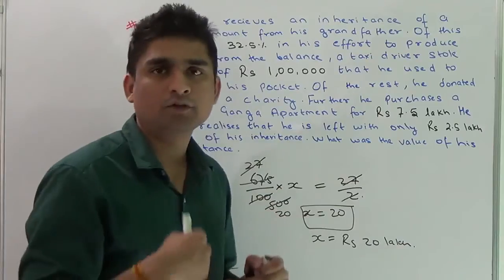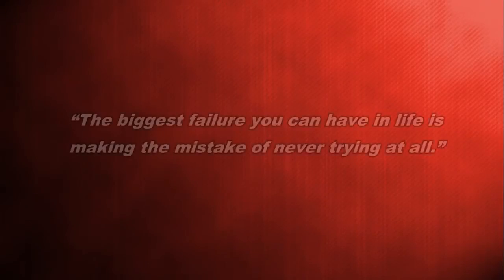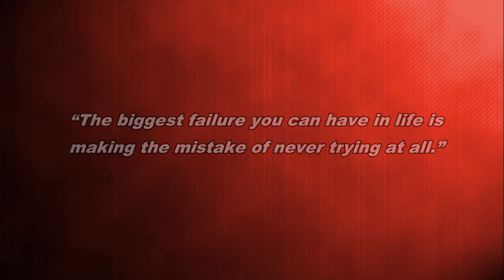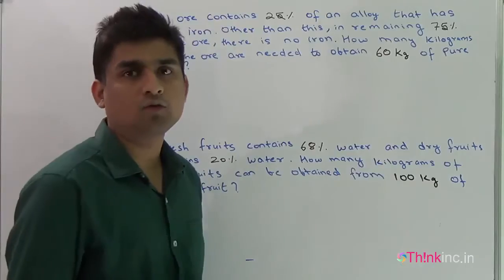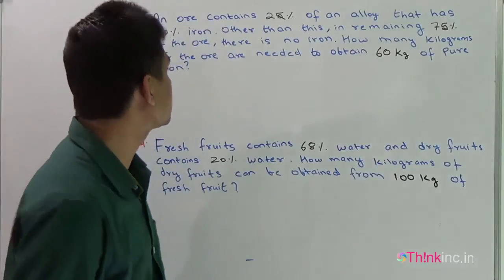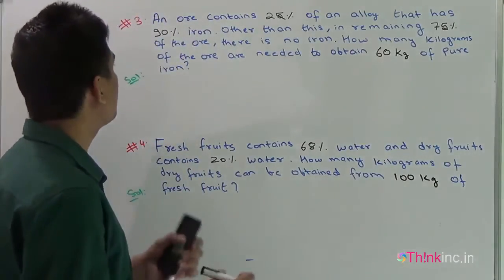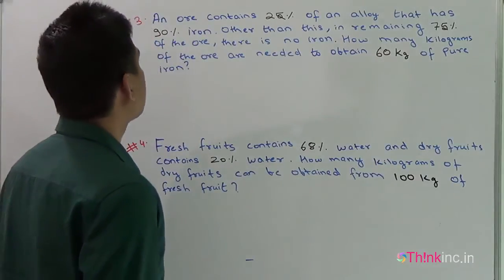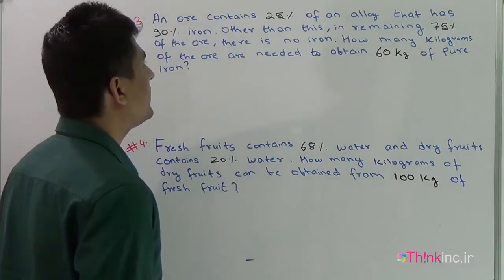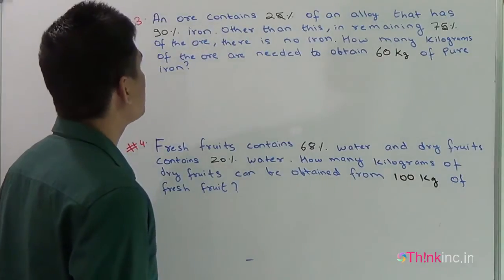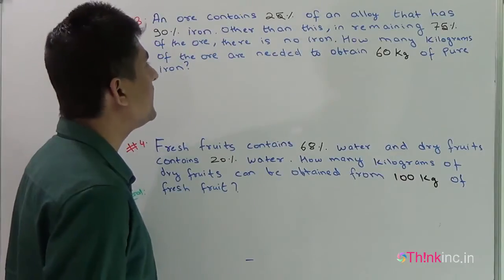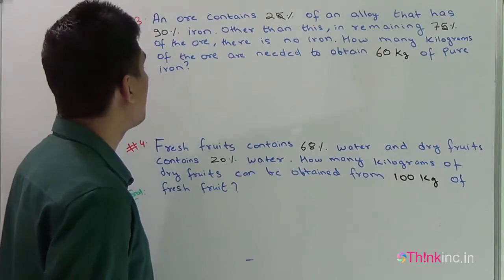Now I'm moving to the next question. I've taken 2 more questions on successive percentages. This first question: an ore contains 25% of an alloy that is 90% iron. Other than this, in the remaining 75% of the ore, there is no iron. How many kilograms of the ore are needed to obtain 60 kg of pure iron?